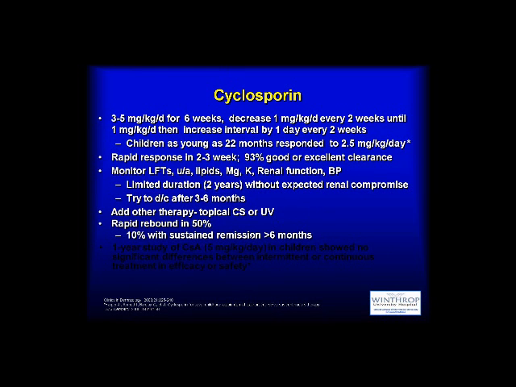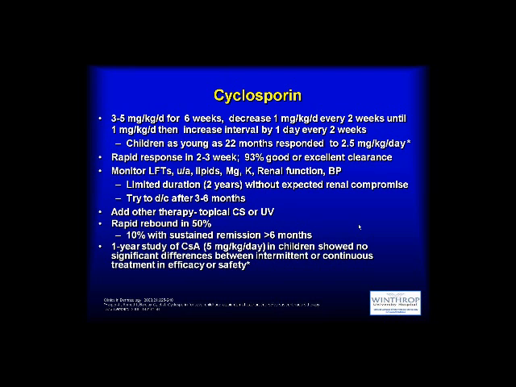There was rapid rebound in 50%, but 10% had sustained remission of over 6 months. A one-year study of cyclosporin in children showed no significant difference between intermittent and continuous treatment in efficacy or safety. So you can stop it for a while and then resume it again.